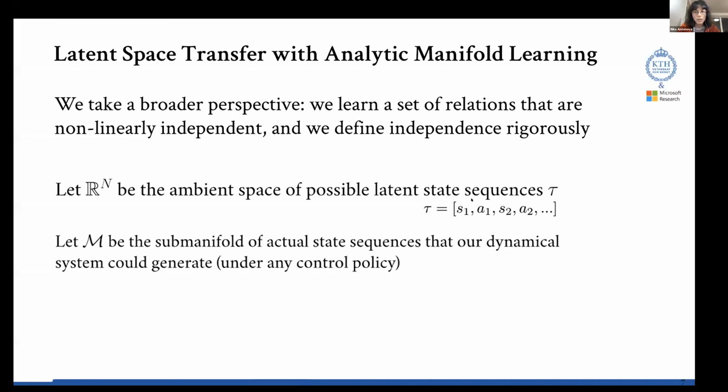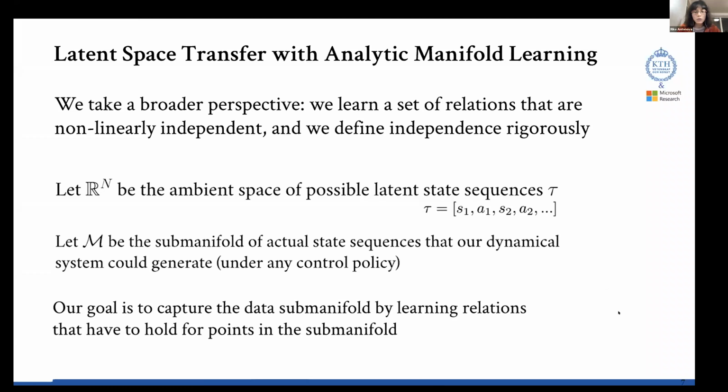All right, so this is the ambient space, but the ambient space is just all possible values in some box, so it doesn't have any structure. And then this M here will denote the submanifold of the actual state and action sequences that our dynamical system can generate. So if we have a simulator, starting from a starting state and doing any sort of actions, what are the possible sequences that we could get? Those that are actually valid, that are physical.